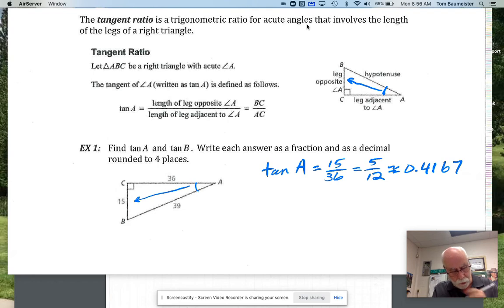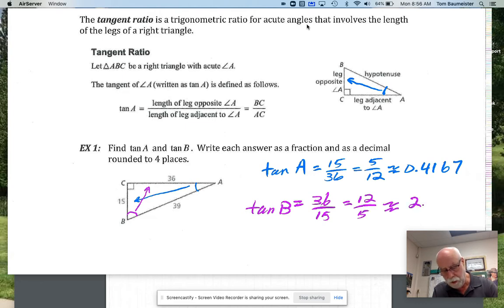They also want us to do tangent of B. So here's my B, okay? Again, I can always draw an arrow to the opposite side. So on that one, we can say that the tangent of B is equal to 36. On this one here, 15 is the one adjacent to it. And again, reduce it to 12/5. And then put it in your calculator. That would be 2.4000. Okay.